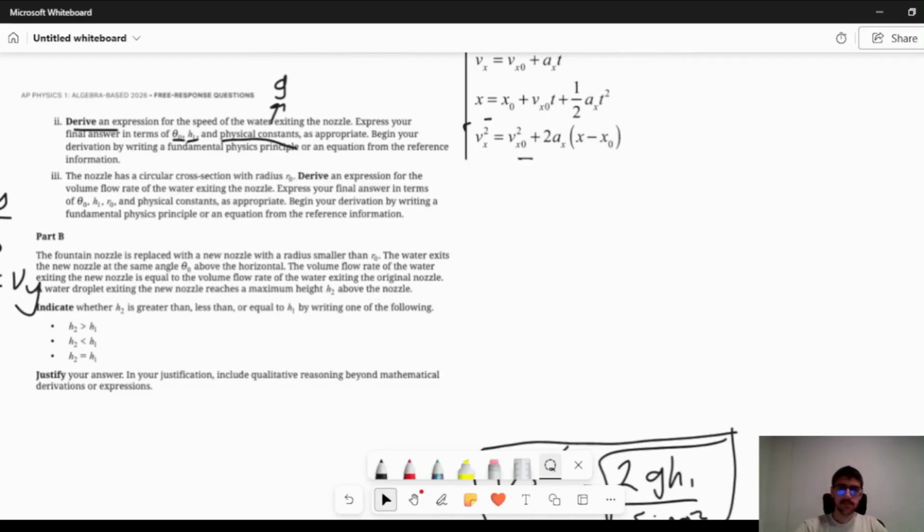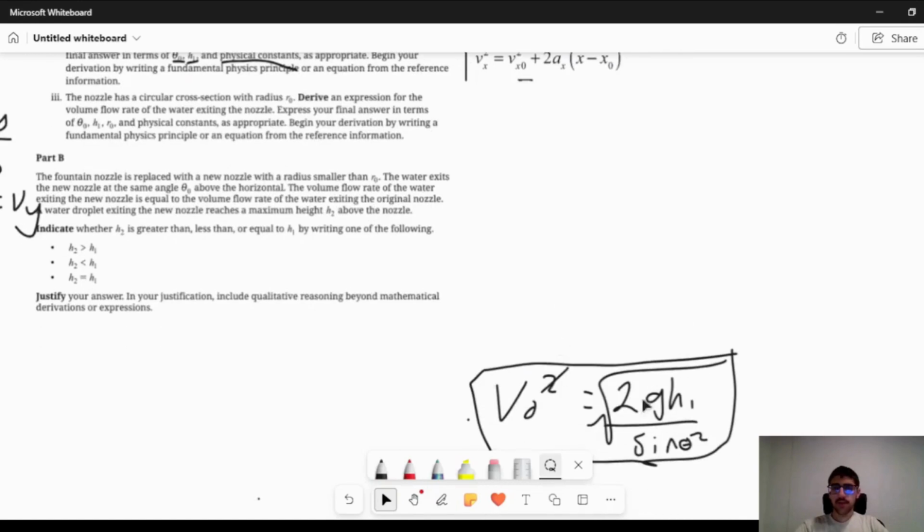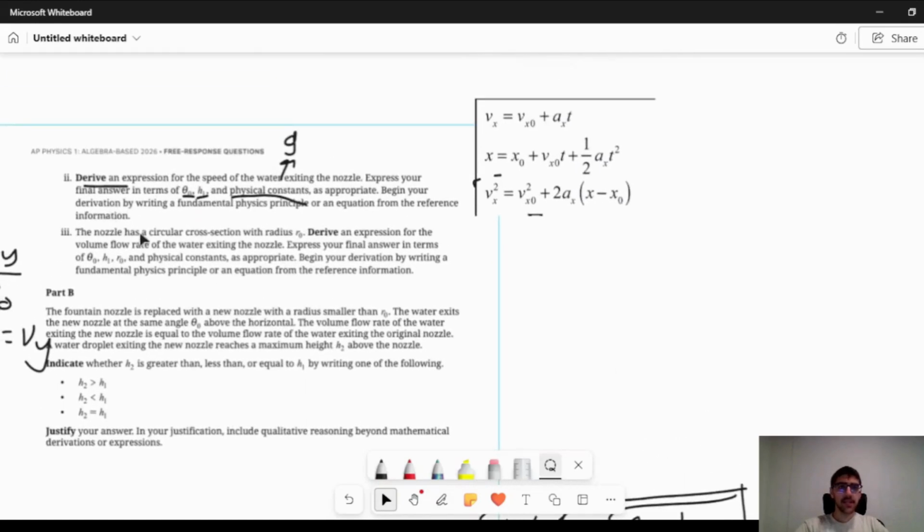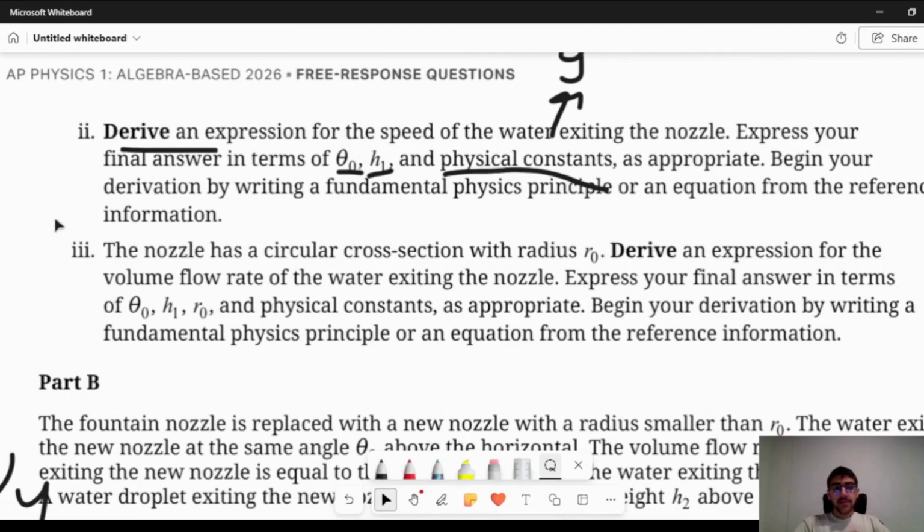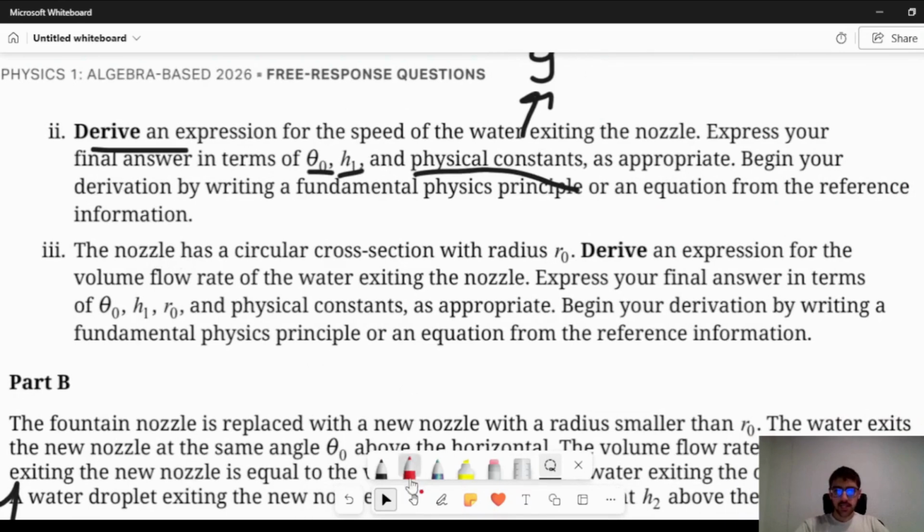Okay, so I deleted everything except for our final answer, so that we can work on the next part. So part A3 says the nozzle has a circular cross section. So it's a circle cross section with a radius r. Derive an expression for the volume flow rate of the water.